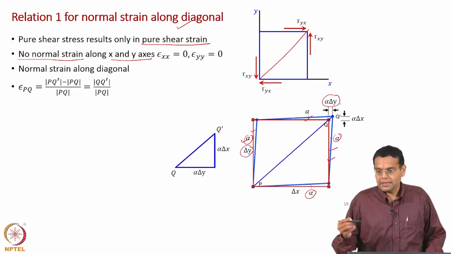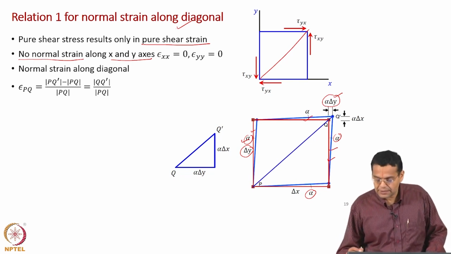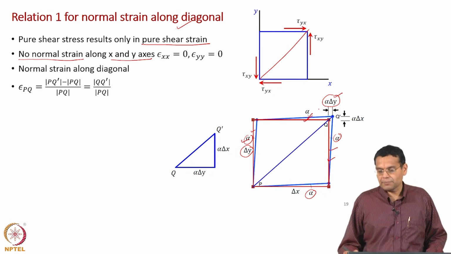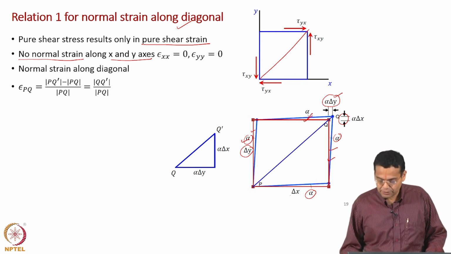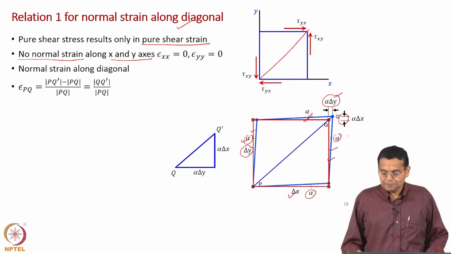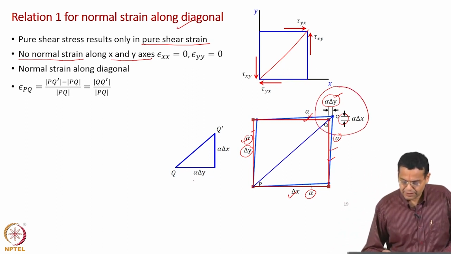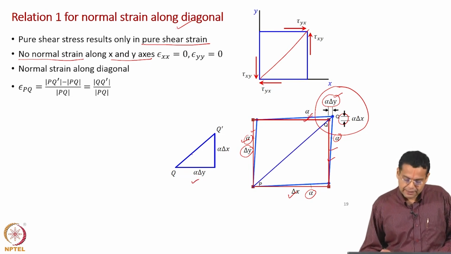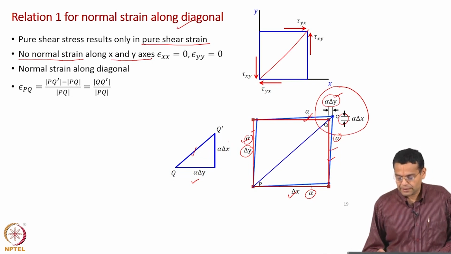So, when you consider tan alpha approximately equal to alpha, this side becomes alpha into delta y. Similarly, if you consider this triangle, once again tan alpha is approximately equal to alpha, so this side becomes alpha into delta x, and this length is delta x. What is shown here is magnified and shown here. The increase in length QQ dash is shown here, and this length is alpha delta x, and this length is alpha delta y.